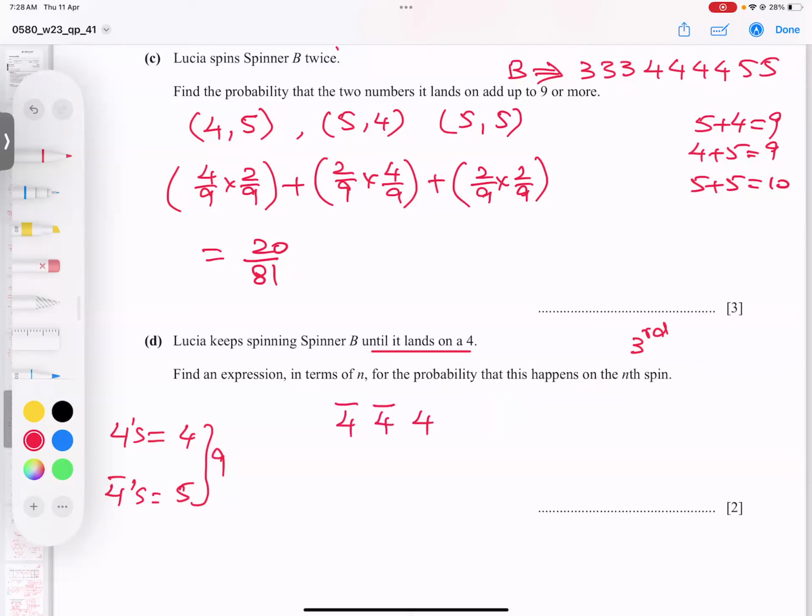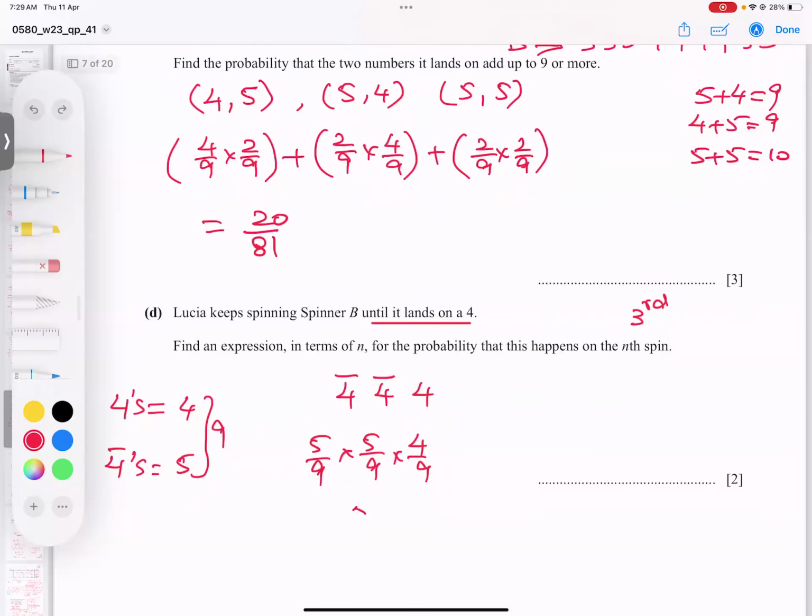If this kind of question comes, how will we answer? The chance of 4 is 4 out of 9. The chance of not 4 is 5 out of 9. I repeat my words. Let's say first you got a not 4, second you got a not 4, then you got a 4 and stopped at the same time. So the answer is 5 by 9, and this comes twice, 2 times, so I'm writing 2 here, and then I'm writing 4 over 9. I think you got my point.